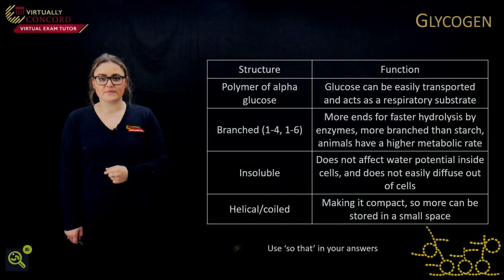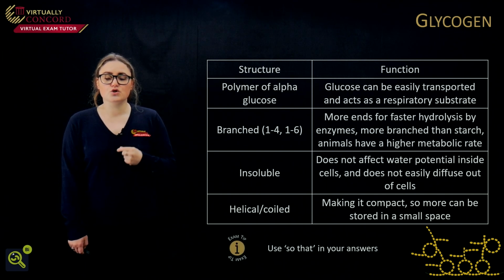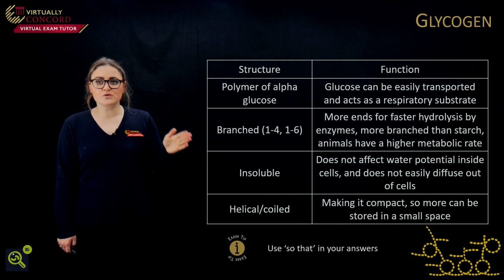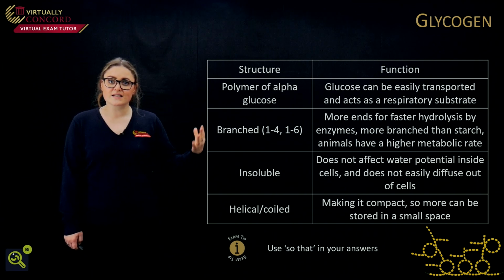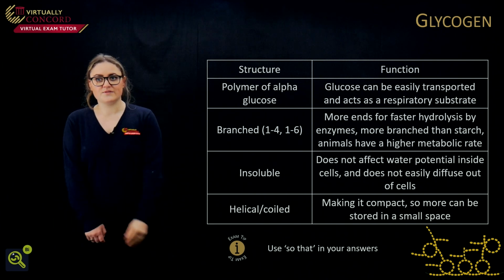and it can still be stored in a small space. And same again, this exam tip, we still want to be using language like "so that", okay? So you can say things like it's branched, it has 1 to 4 glycosidic bonds, so that there are more ends available for the faster hydrolysis by the enzymes.